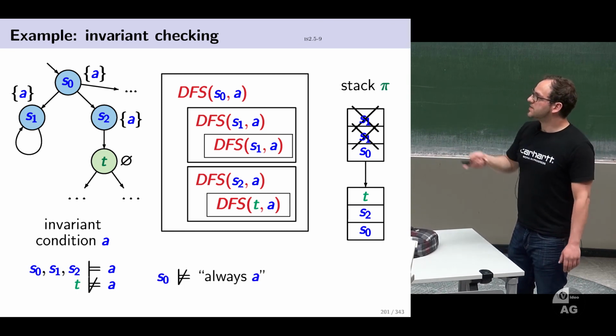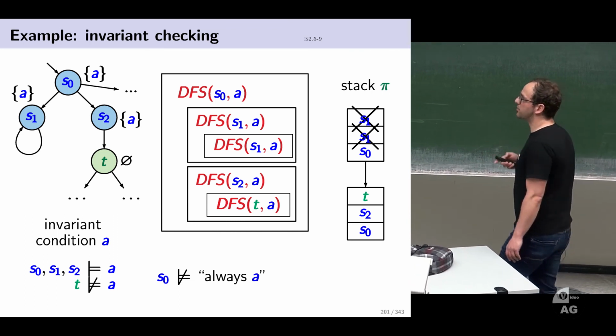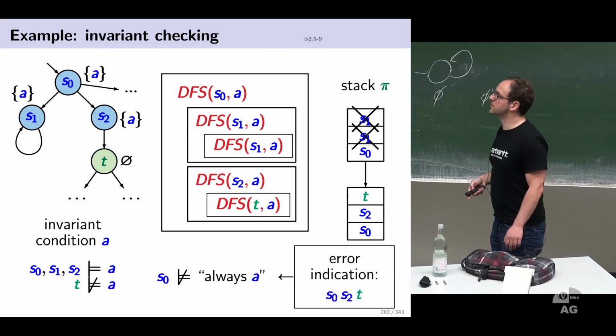And so you can say your transition system, and in particular state s0, violates the property always A, and the error indication is contained in the stack.